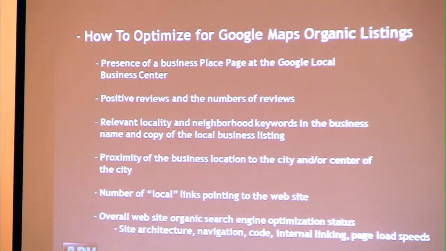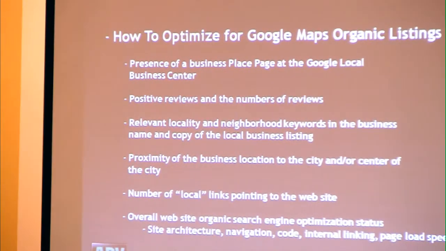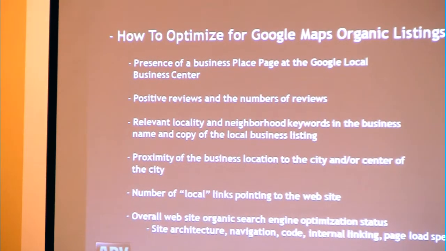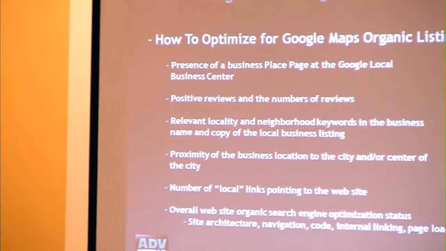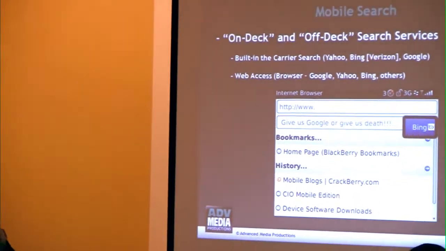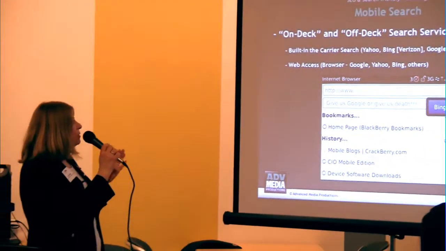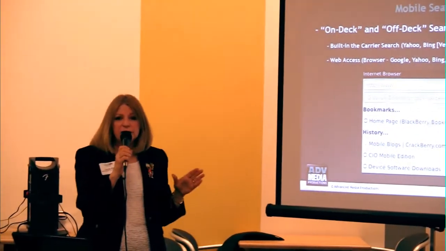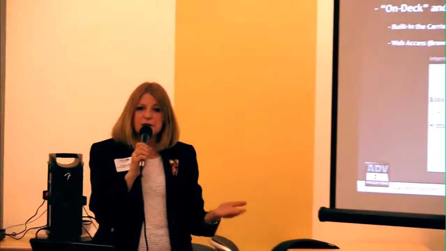So local Google Map results. This slide will tell you how to optimize for local. So again, I'm moving along. And then you have mobile search, and mobile search is completely different. You have on deck and off deck. On deck means it's burnt into the browser, burnt into the actual device. The off deck goes through Google or a browser.